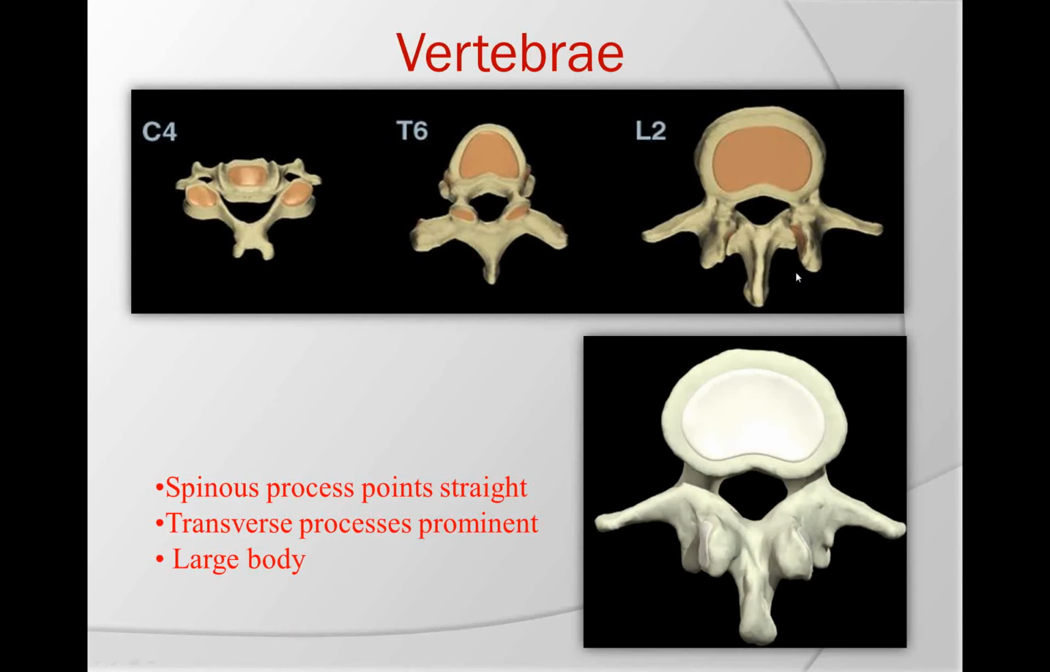I have a slide that compares the vertebra of the cervical, thoracic, and lumbar spines, and definitely you can see here that the spinous process of the lumbar vertebra points straight. The transverse processes are very prominent, and of course the body is very large, as well as the spinal foramen.